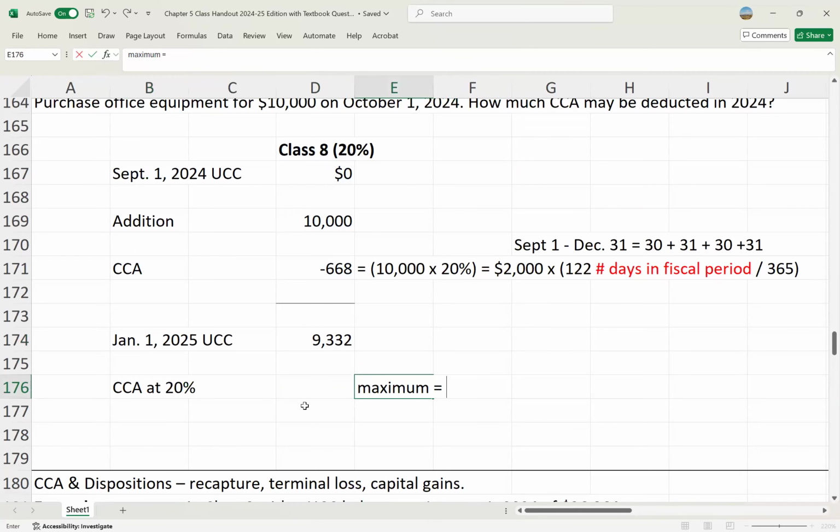So in the following year, 9,332 times 20%, and we would get maximum CCA of $1,866. They can take anywhere from 0 to the maximum. So if they wanted to, they could take $1,000 rather than the maximum, and then the balance going into 2026 would be 8,332. So once again, CCA is discretionary.